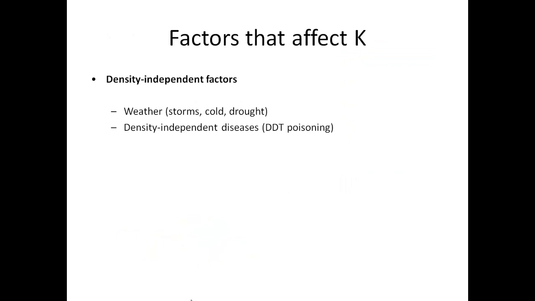Well, there can be density-independent factors. So there can be disturbances such as storms. If we're talking about a terrestrial environment, there could be drought that actually wipe out individuals in a population in a way that is independent of how many individuals there are in that population. Pollutants also can affect the carrying capacity. So things like DDT poisoning, the action of pollutants in reducing population size is independent of that population's density.